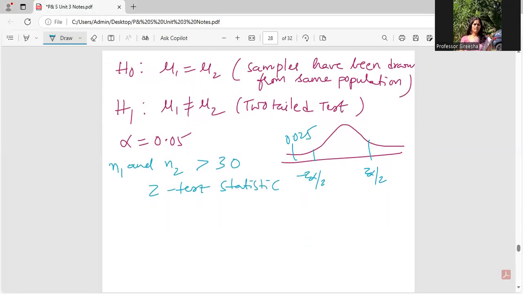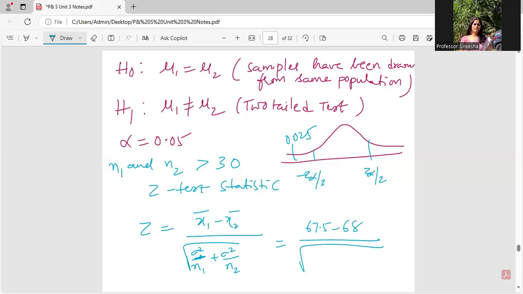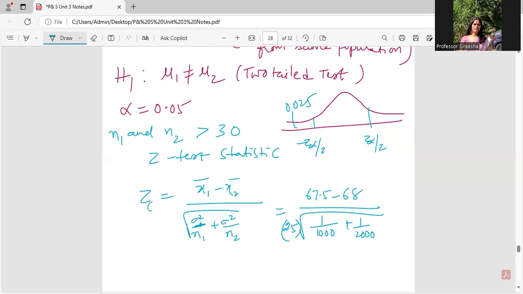So it would be what? Z is equal to x1 bar minus x2 bar divided by the square root of sigma squared by n1 plus sigma squared by n2. There's nothing like sigma 1 because both are from the same population. This would be 67.5 minus 68 divided by sigma, taken out of the root, 2.5, times the square root of 1 by 1000 plus 1 by 2000. I'll calculate this value using a calculator. This would be my Z-cal.